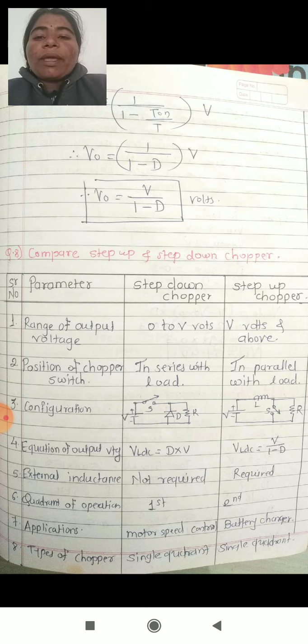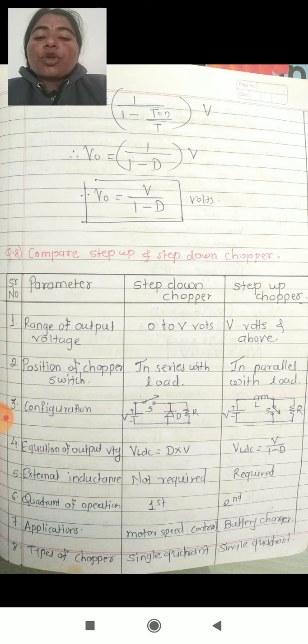Now compare step up chopper and step down chopper. Here first point is the parameter, after that step down chopper, and after that step up chopper. See range of the output voltage. Here step down chopper range of the output voltage is 0 to V volt, and for step up V volts and above. Means in step down, output voltage is always less than the applied voltage, but in step up your output voltage is always higher than the applied voltage.